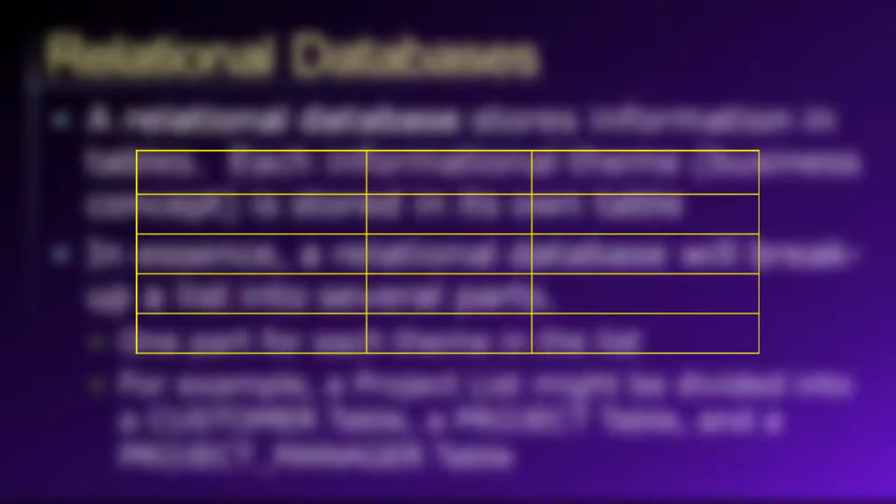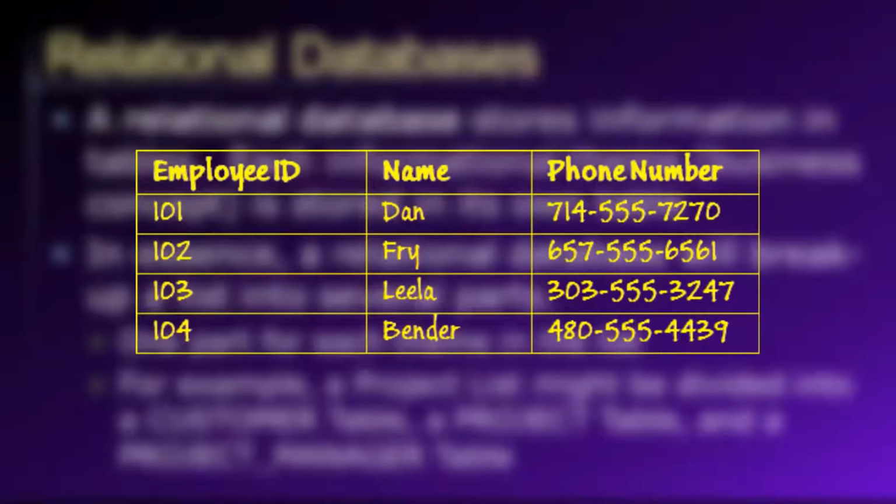So, for example, if I have an employee table with an employee ID, an employee name, and an employee telephone number, we would list those three attributes, ID, name, and telephone number, as columns in the table, and then each row in the table would represent an individual employee.